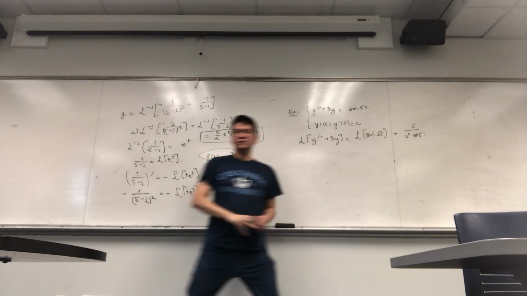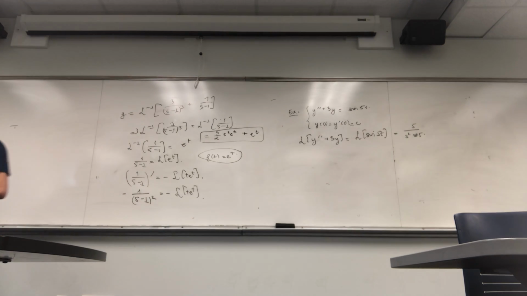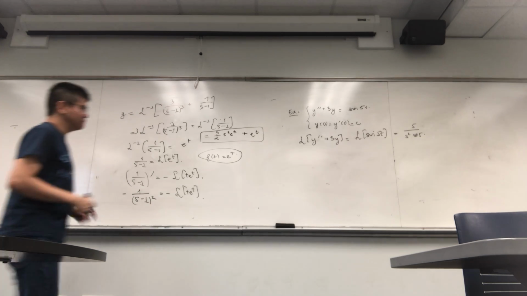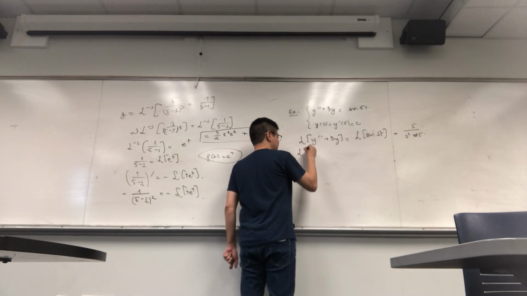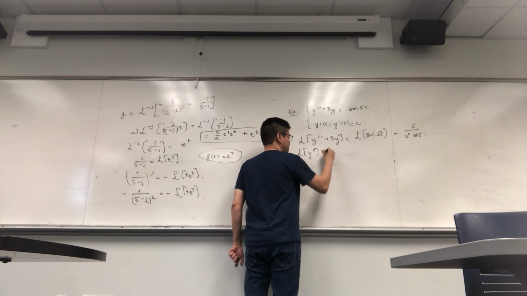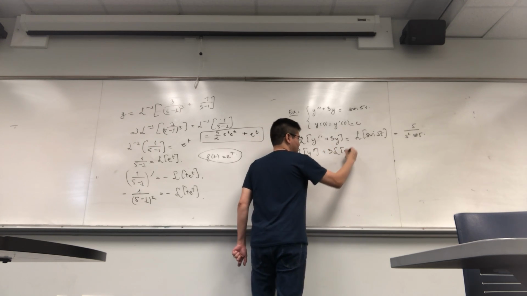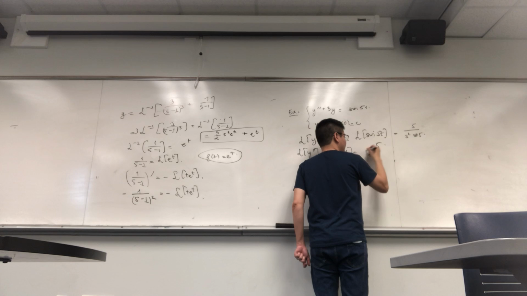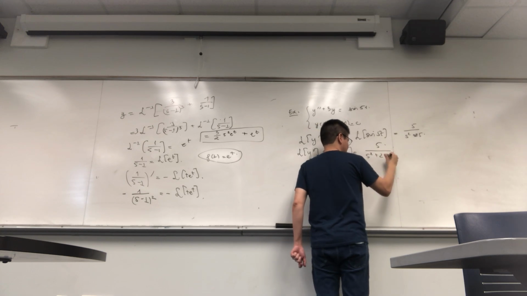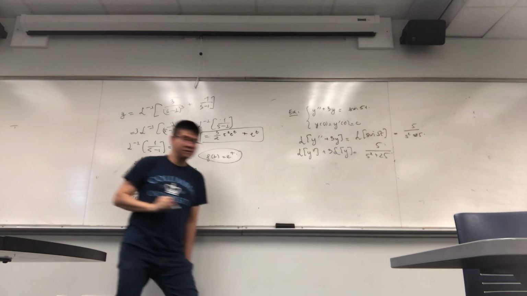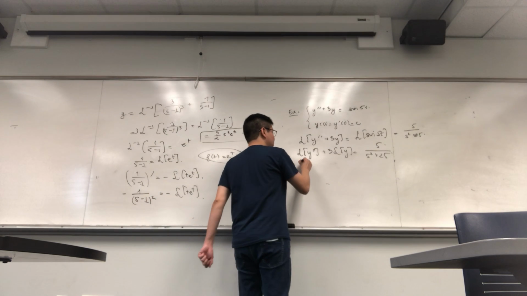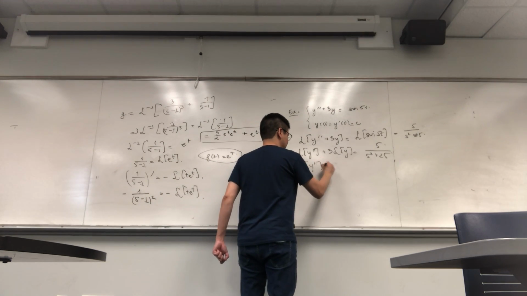Right? So the Laplace transform of sin 5t is 5 over s squared plus 25. Now, I'm going to compute the Laplace transform of y double prime plus 3 times the Laplace transform of y, which is equal to 5 over s squared plus 25. Right? Now I have to compute the Laplace transform of y double prime. What is it?